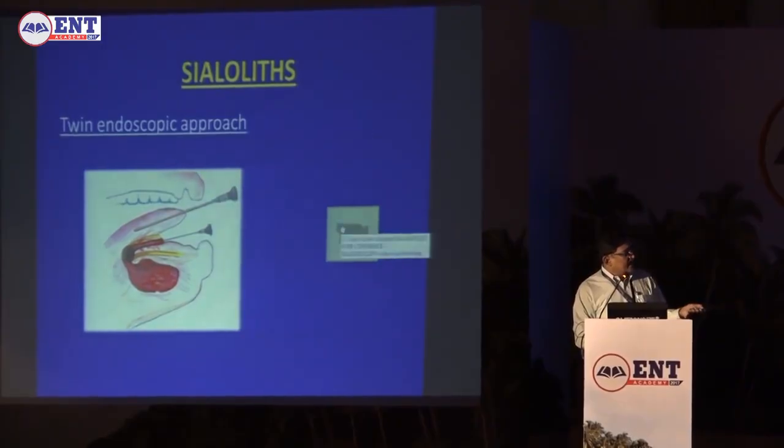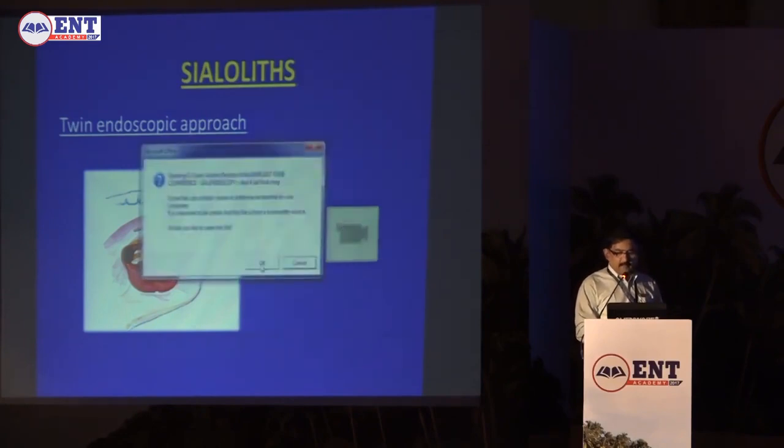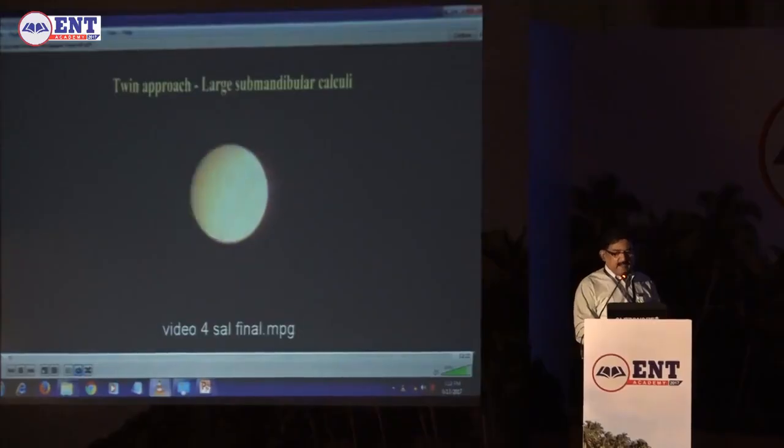Basically, we locate the stone with the sialendoscope and use a nasal endoscope and make an incision near the gingivobuccal sulcus. Gingivobuccal sulcus near the last molar teeth. I'll show you the video, which will be self-explanatory. So it is basically a combined technique.